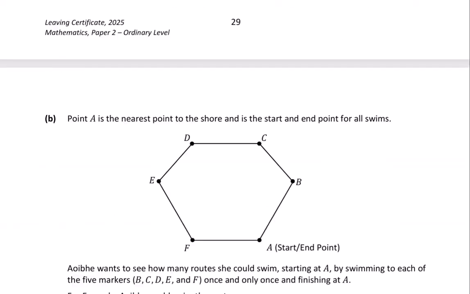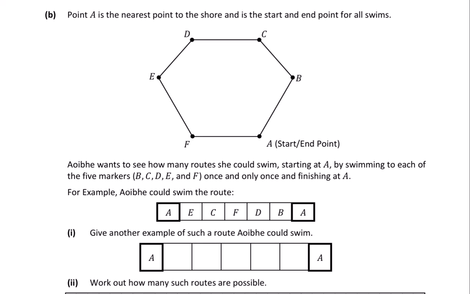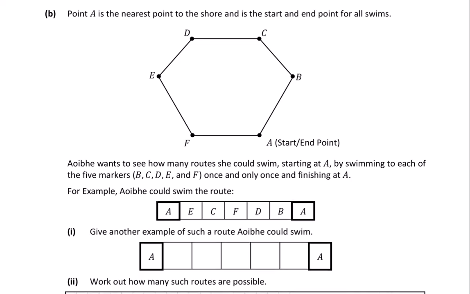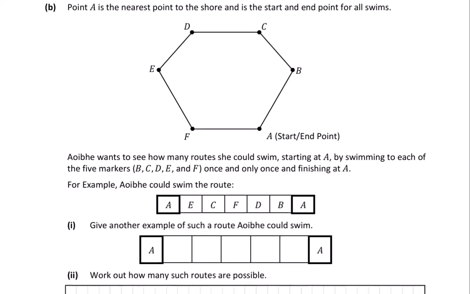Okay, so next one. Point A is the nearest point to the shore and is the start and end point for all swims. Ava wants to see how many routes she could swim starting at A by swimming to each of the 5 markers B, C, D, E, F once and only once, and finishing at A. So she could do from A to E, then over to C, then to F, then to D, and then back to A again. So that's one such route she could do.